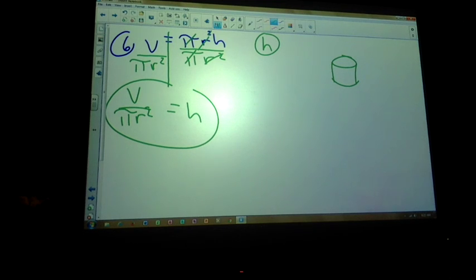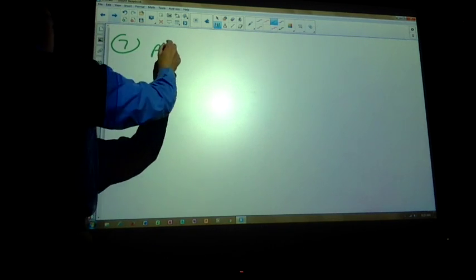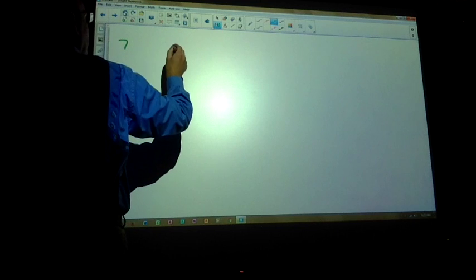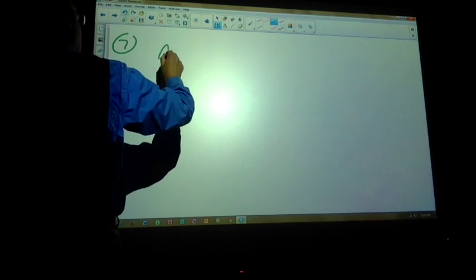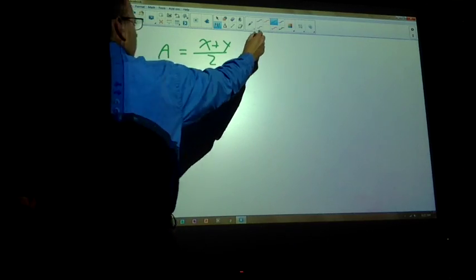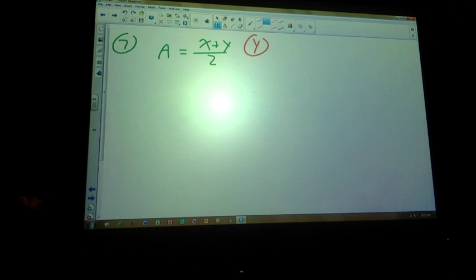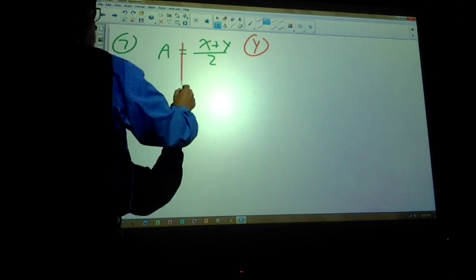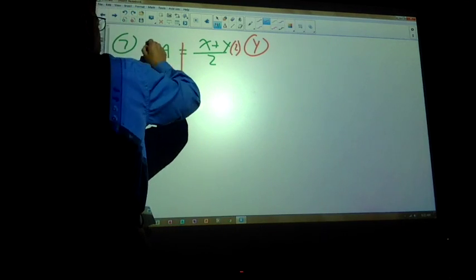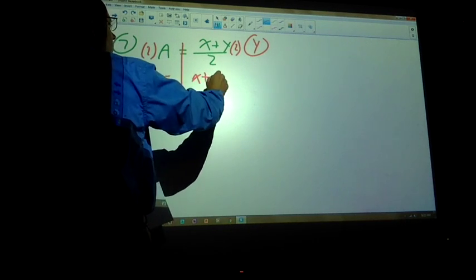Number 7. A equals x plus y all over 2. We want to solve for y. All right, so x plus y is being divided by 2. So if I wanted to get rid of the 2, what should I do to both sides? Multiply by 2. Yeah, multiply both sides by 2. So 2 times a gives me 2a over here is equal to x plus y.